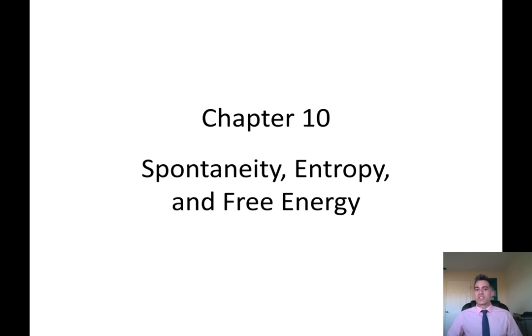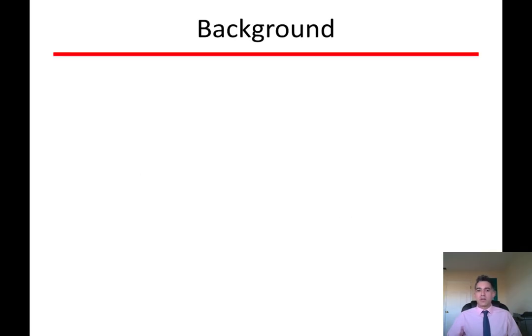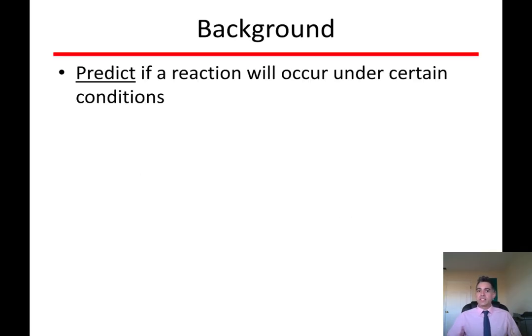Now let's start chapter 10, which discusses spontaneity and also introduces two more state functions called entropy and free energy. In this chapter, the main idea is we're trying to predict if a chemical reaction will occur under certain conditions.